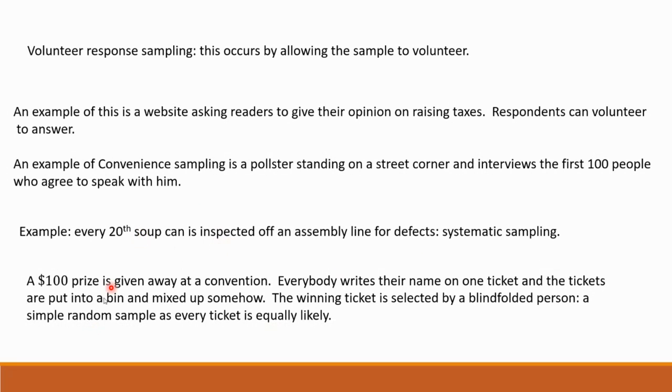The next one below, hopefully you can see, is a simple random sample. I wrote it down here anyway, but even if I didn't, it's because with the prize, every ticket that they select is equally likely, especially if they're blindfolding the person, which I wrote down that they do. So that's one example. Okay, so we have those examples there.